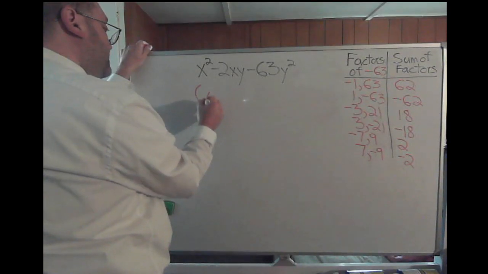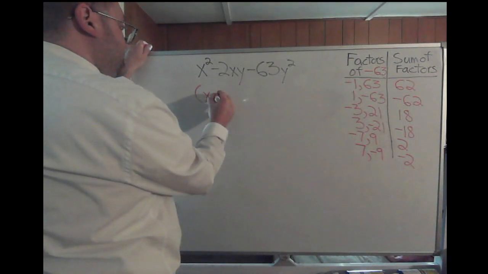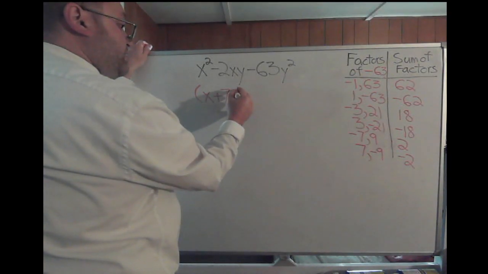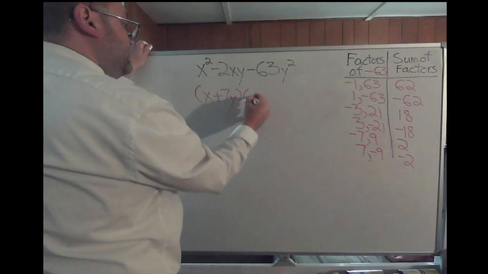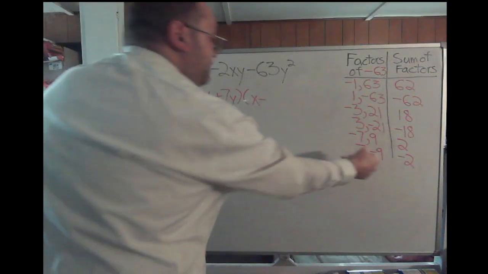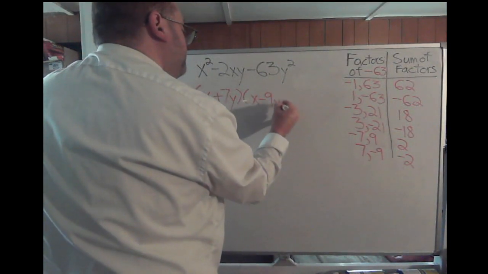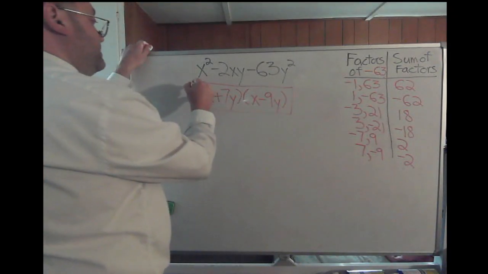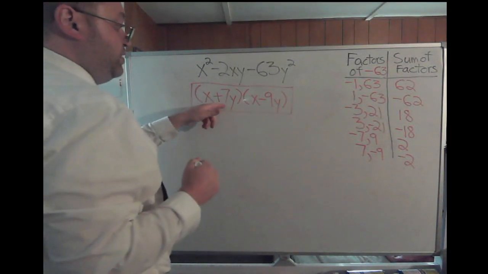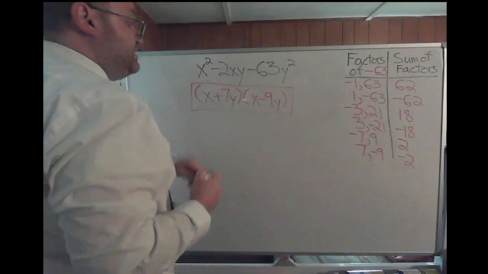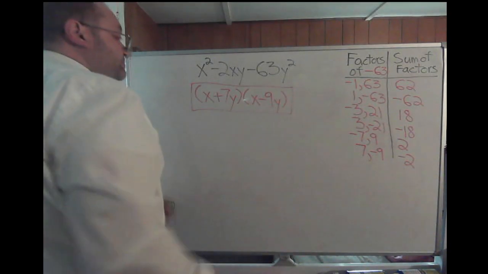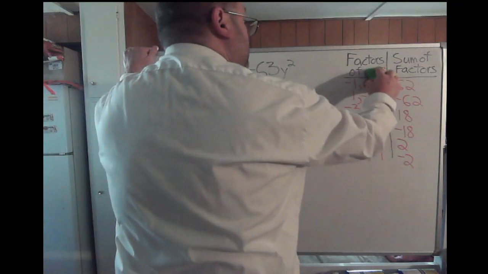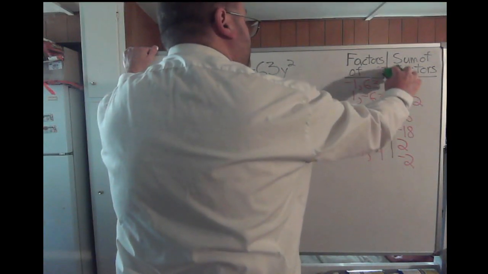So you'll have the quantity of x plus 7y, since the third term's a y squared. You'll have x plus 7y times the quantity of x minus 9y. And that would be your factorization of this polynomial: x plus 7y, that quantity, times x minus 9y. So as you see, a lot of this can be trial and error.